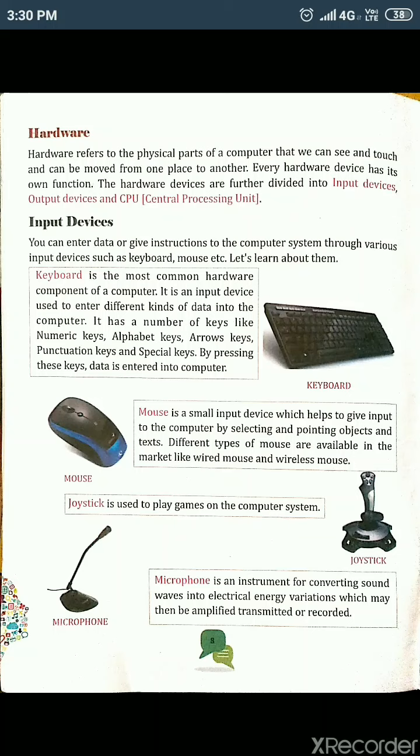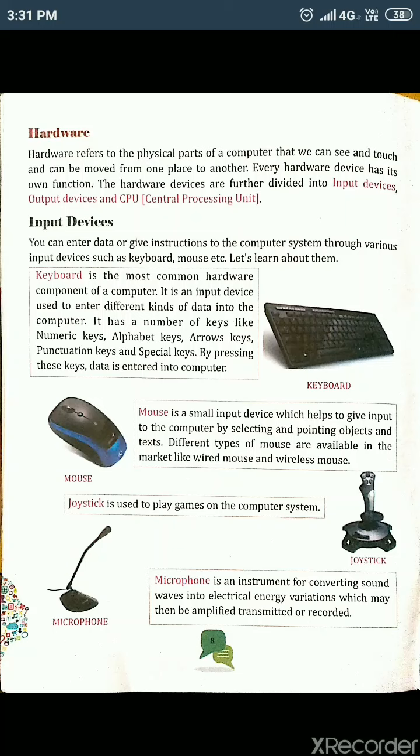Next, mouse. Mouse is a small input device which helps to give input to the computer by selecting or pointing at objects and text. A mouse is a pointing device. It has two buttons and it is used to point, select and move any object or picture and text. When we move a mouse with our hand, a pointer on the screen moves in the same direction.